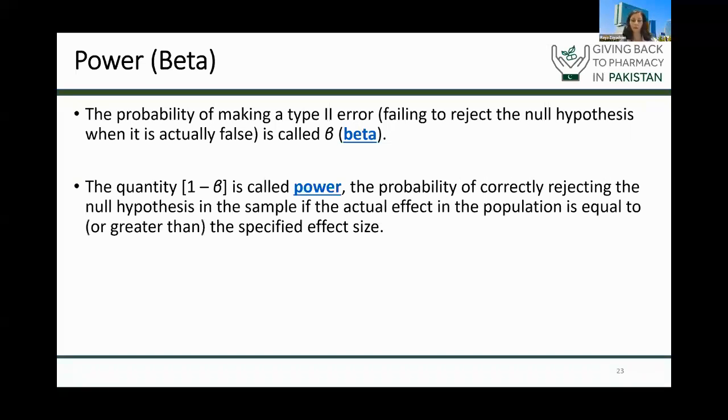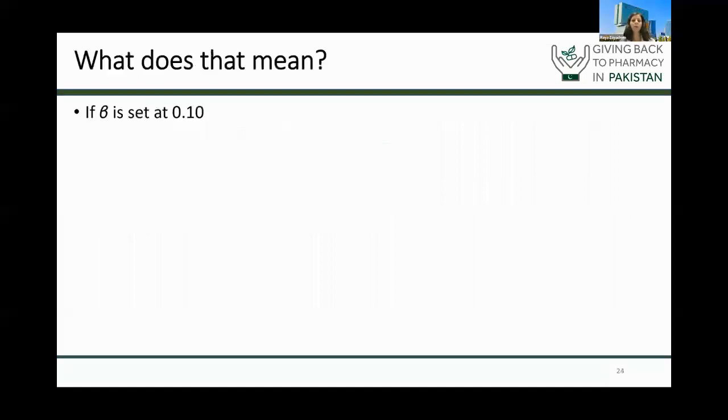Now, the power of your study is 1 minus beta. It is the probability of correctly rejecting the null hypothesis in the sample if the actual effect in the population is equal to or greater than the specified effect size. In other words, you want to be sure 90% of the time that you have come to the right conclusion. Now, what does that mean?